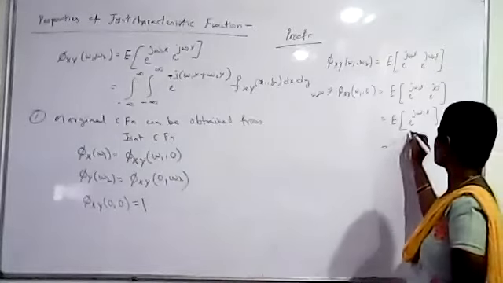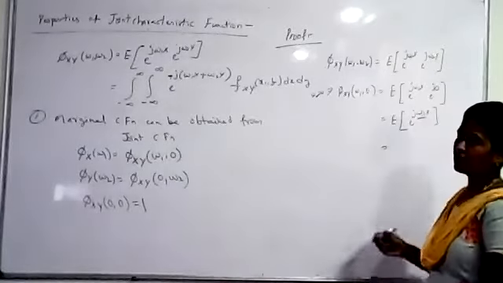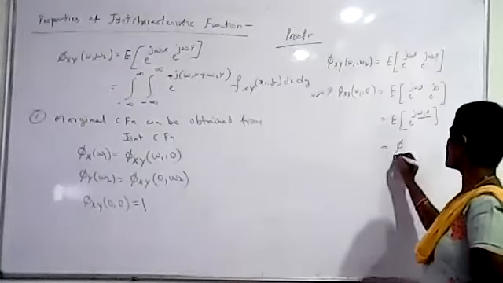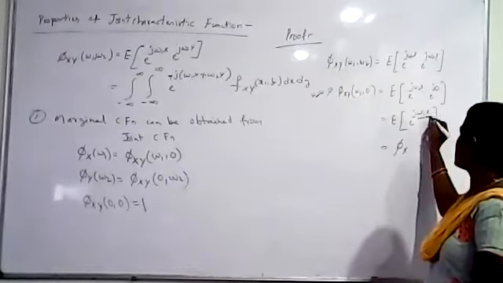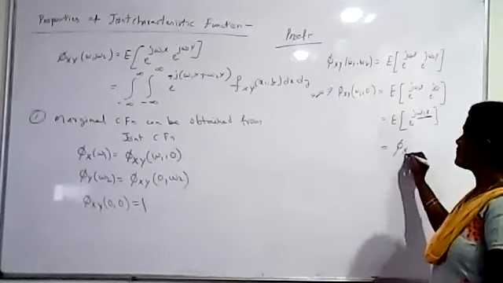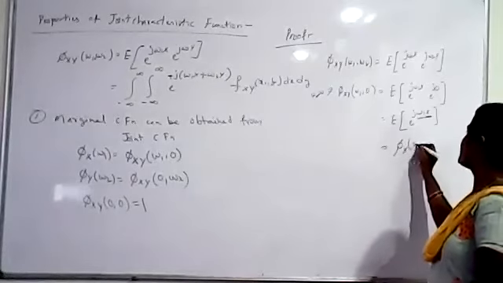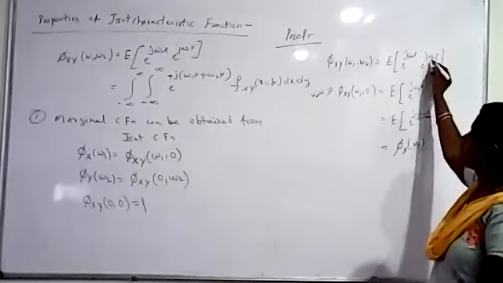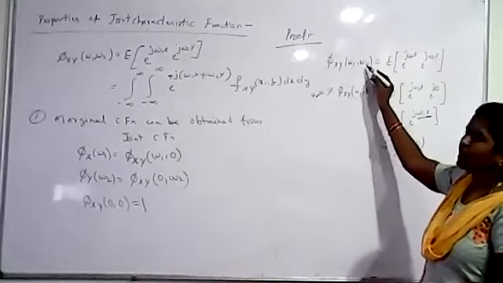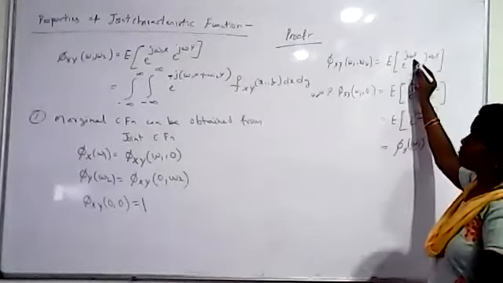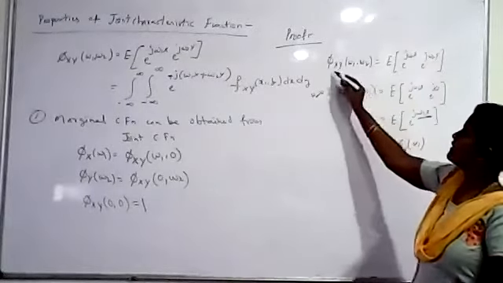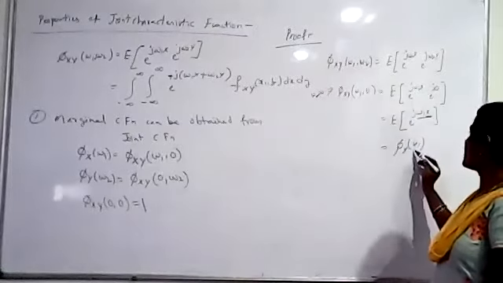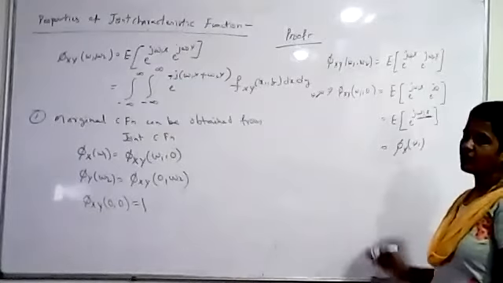Now observe this. We have only one frequency omega 1, and only one random variable, yes or no? So what is this? It is phi x. Here we have only one random variable, so that random variable you have to write here: phi x of omega 1. If you observe the earlier equation, you have two frequencies, omega 1 and omega 2, that is why it is a function of omega 1 and omega 2. And also we have two random variables, x and y, that is why we write phi xy. In this equation, we have only one frequency omega 1 and only one random variable.